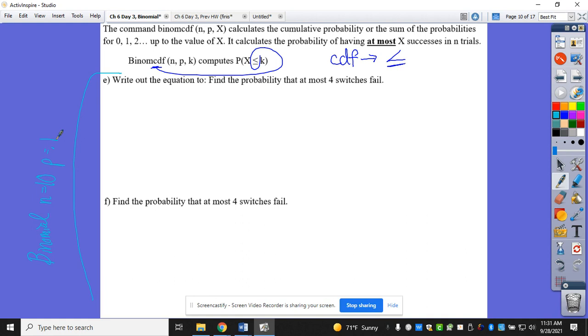So, did I skip something? Maybe I did it with a different problem. What is the least amount of switches that could fail? What's the most? How many trials am I doing? In general, with the context of this, 0 to 10.